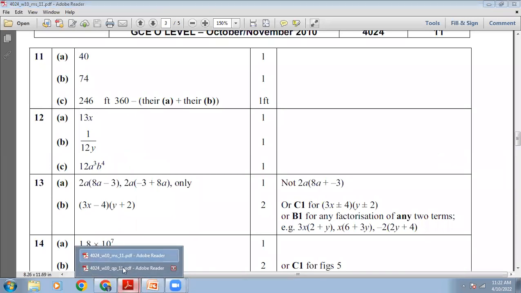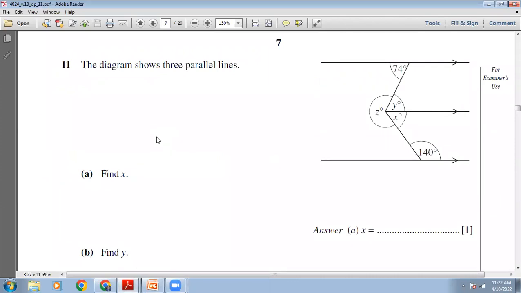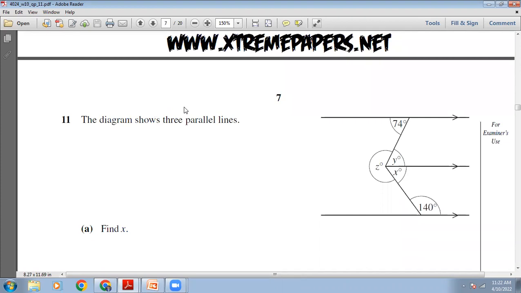Okay, we are going to the next question. The diagram shows three parallel lines. Find the x, find the y, and find the z. The strategy is very simple. You see, the x and this 140, they are allied angles to each other because these are parallel lines. They are inside the parallel lines, on the same side of the transversal line. So x and 140 are allied to each other, so their sum will be 180. So x plus 140 will be equal to 180.